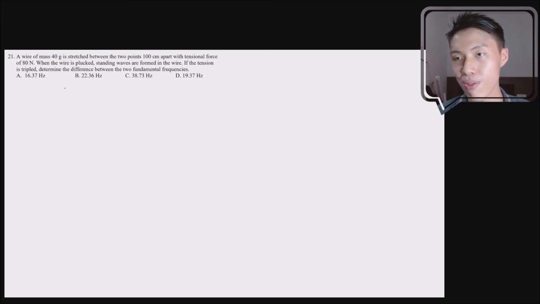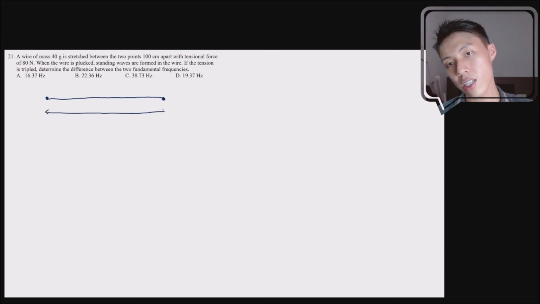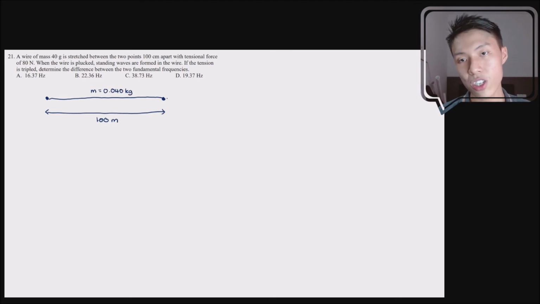Okay, a very elaborate question. So let's try to draw the situation first. We have a wire that is stretched between 2 points. So this is your wire stretched between 2 different points. The distance between these 2 points is 100 cm. Let's call it 1.00 meter. And this string here has a mass of 0.040 kg. Okay, and you are stretching it before you pluck it, and the tension is 80 Newton.